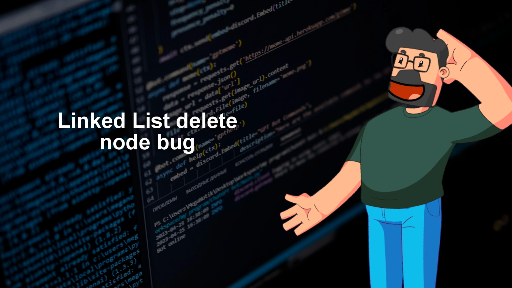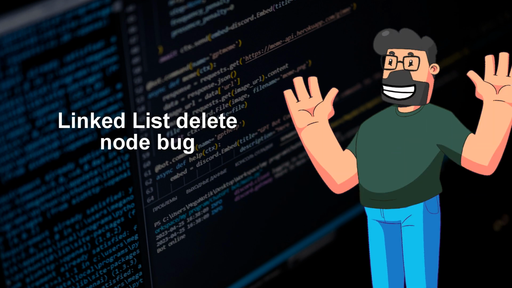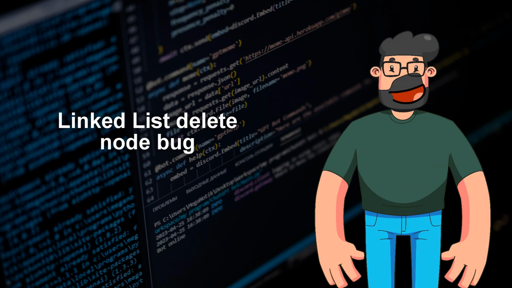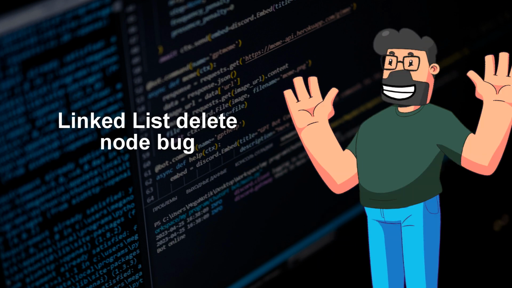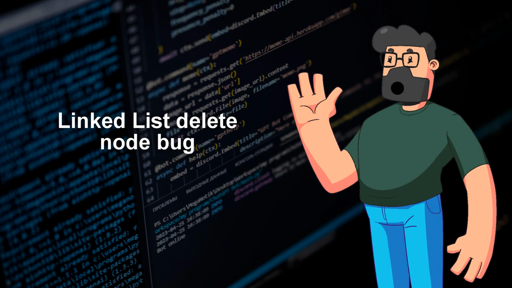Today, we're diving into a common issue that can stump even the most seasoned programmers. Let's break it down together. So here's the problem we're facing. In our code, we have a simple linked list implementation that hits a snag when we try to delete a node. The strange bug appears when we remove a node from the list, causing unexpected behavior with our head pointer. It's a head scratcher, for sure.